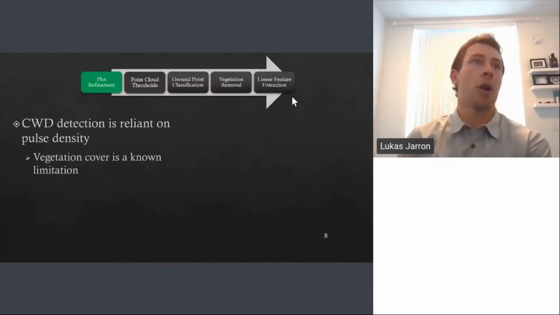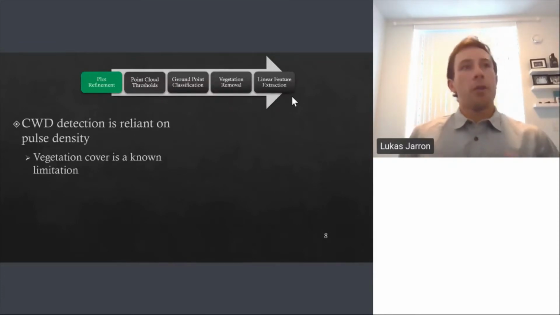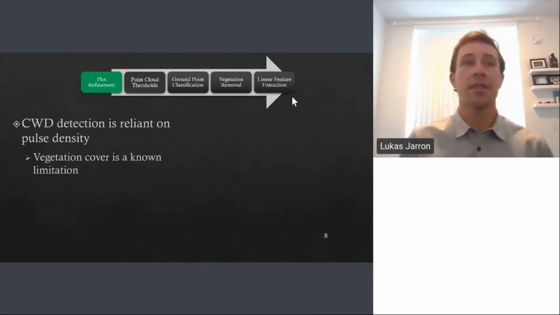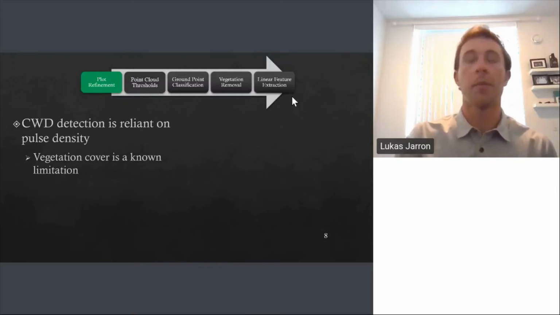So the first step was plot refinement. All the literature surrounding coarse woody debris and LiDAR detection shows that it's very reliant on pulse density. This is mainly due to vegetation cover being a known limitation. The more vegetation that's over it, the fewer ALS pulses are going to actually reach the forest floor and interact with those pieces of coarse woody debris. So if there's super high vegetation cover, we're not going to get any points touching the logs, and it's going to be very difficult to map them.